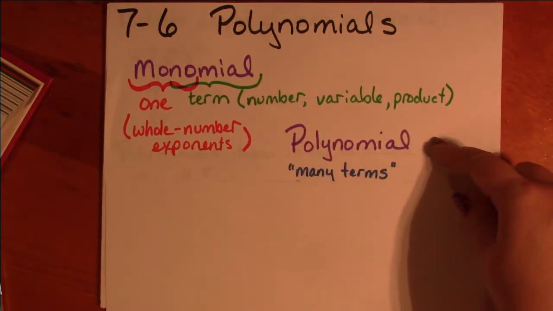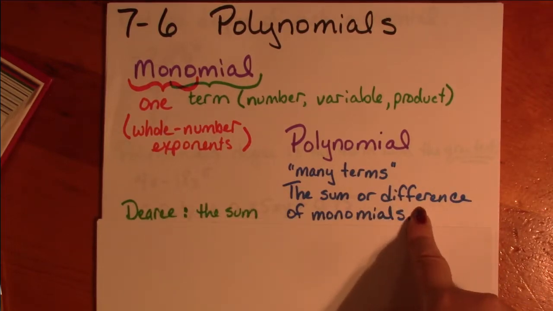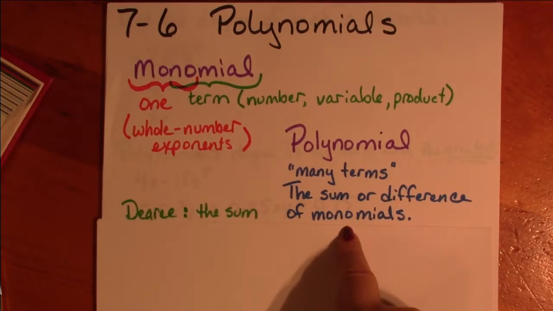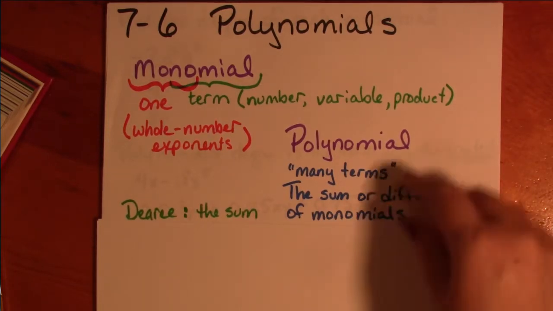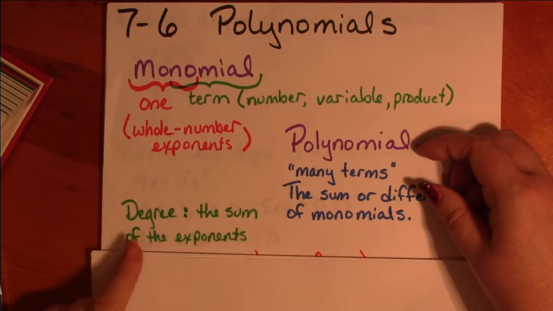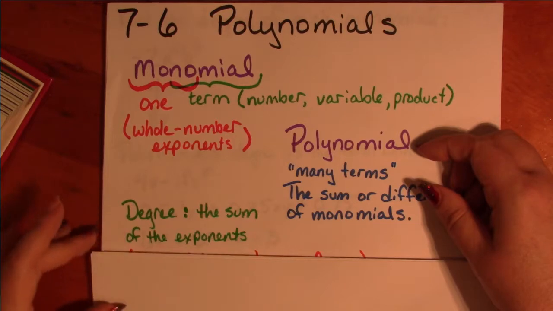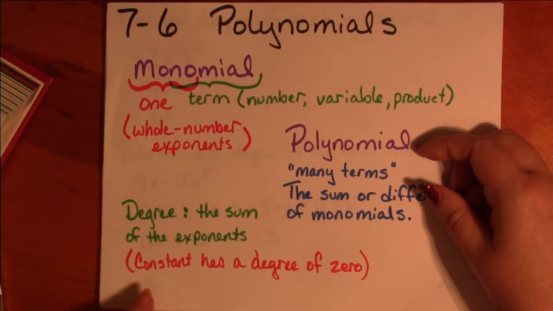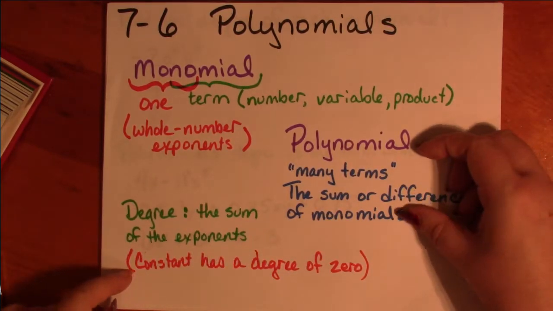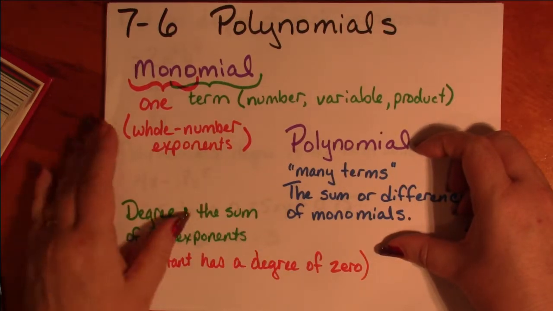And polynomial then means many terms. This is the sum or difference of a bunch of different monomials. Now, very few people ever use the term monomial, but polynomial gets used all the time. Another term I need you familiar with is the word degree. That is the sum of the exponents. And a constant has a degree of 0. So let me give you some examples.